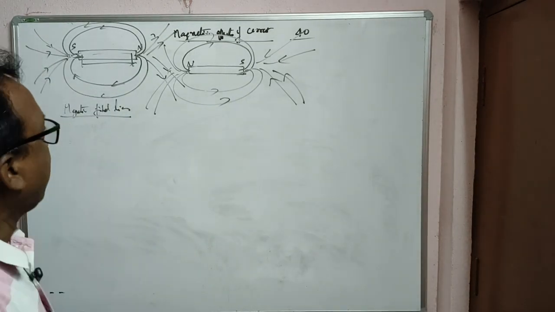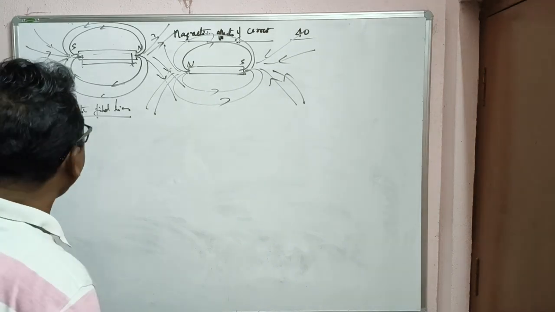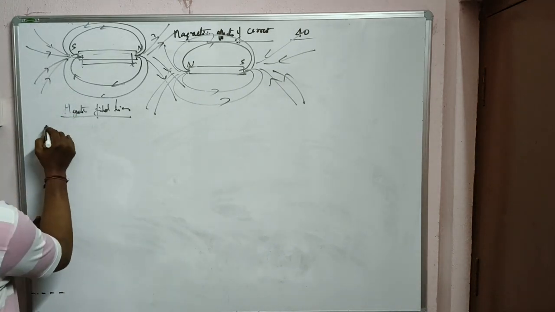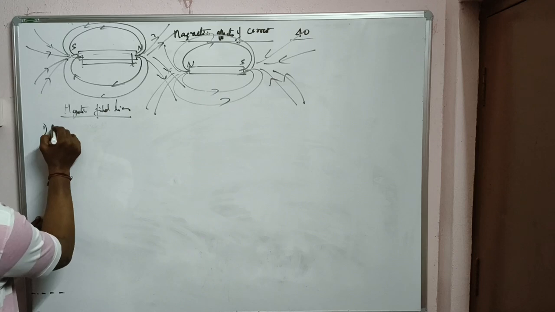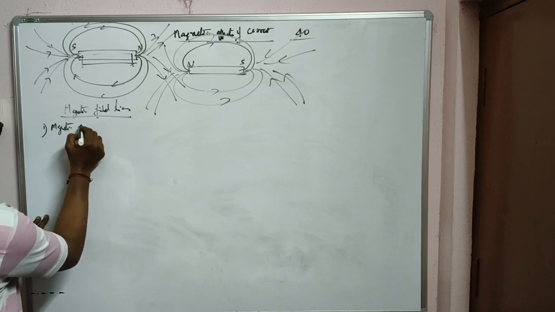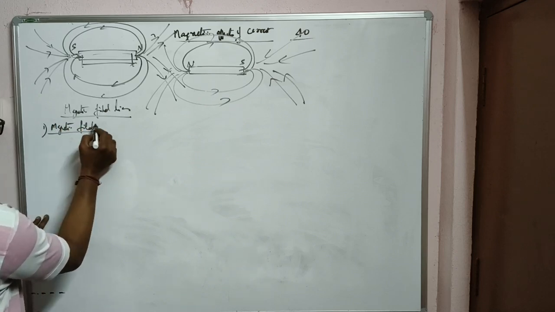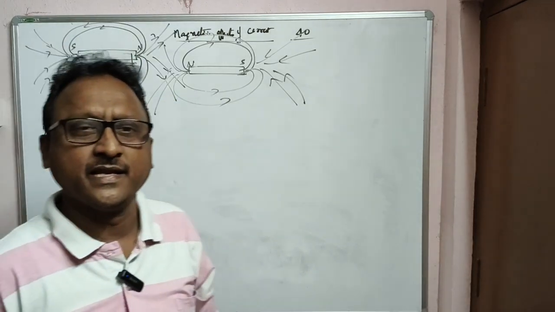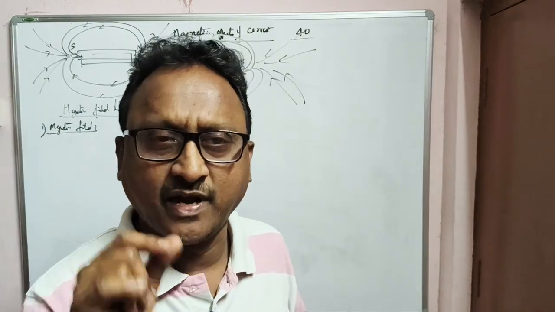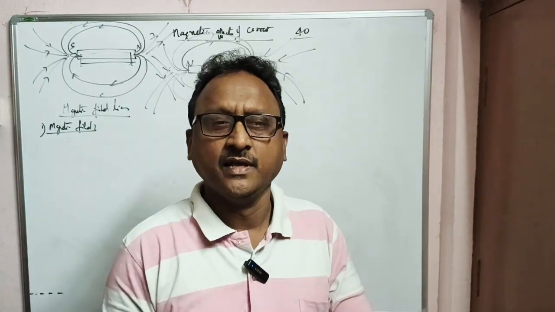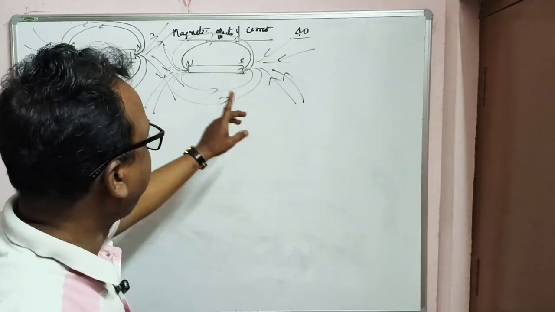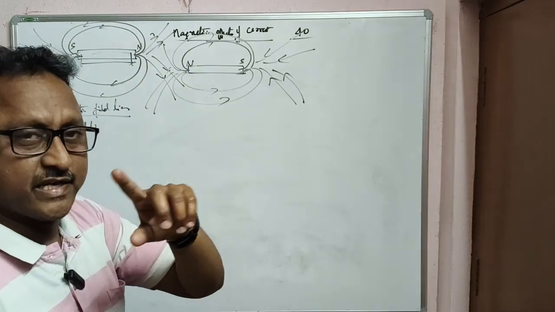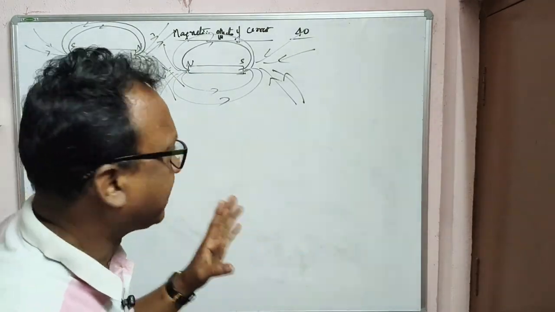Clear? And here you also have to note one point about the magnetic lines. First of all, do you know what a magnetic field is? The region or space around the magnet where its influence is felt is called the magnetic field.